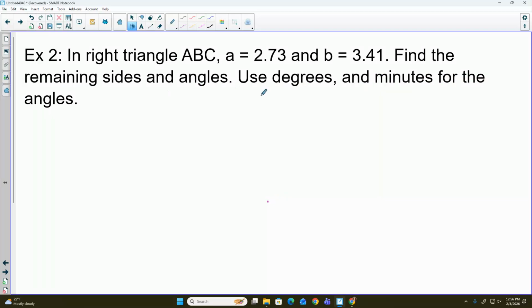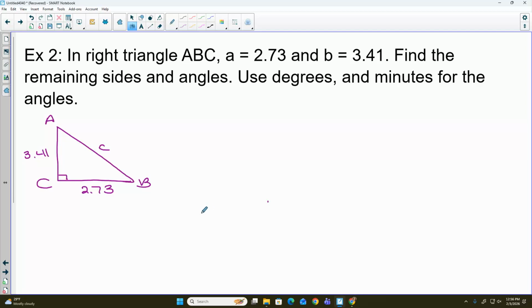So this tells me in right triangle ABC, side A is 2.73, so that's across from angle A. Side B, so across from angle B, is 3.41. Find the remaining sides and angles. Use degrees and minutes for the angles. Okay, so I have to find side C, angle A, and angle B. Let's start with that side.